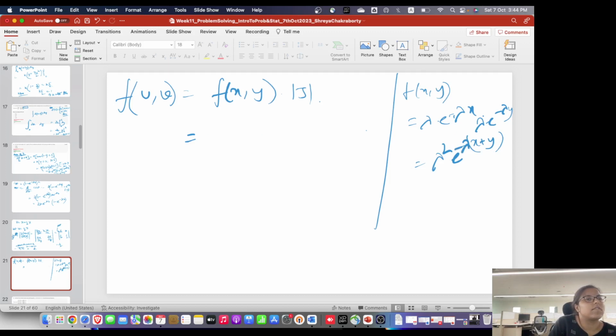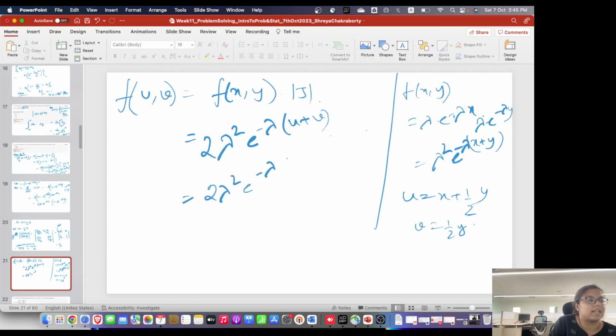So instead of x plus y, u is x plus half y, v is also half y. So here we can write it as lambda square e to the power minus lambda, and this one we can write as u plus v, and then this thing we can write as the Jacobian of J is 2. So we have 2 lambda square e to the power minus lambda (u plus v).